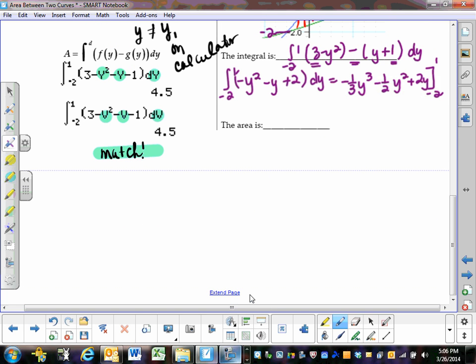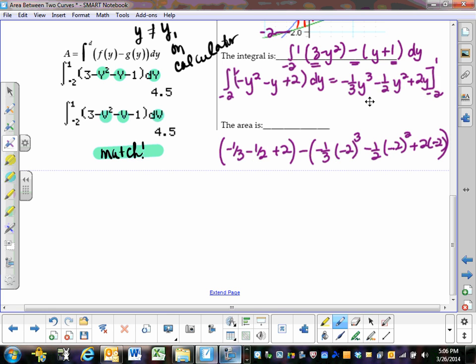So if this were a free response question by hand, I would simply substitute in negative 1/3 minus 1/2 plus 2 minus negative 1/3. I wouldn't even simplify. Negative 2 cubed, negative 1/2, negative 2 squared, plus 2, and negative 2. I wouldn't even simplify it out. When I substituted the 1 in, I really didn't try to write 1 cubed because that's silly. But I didn't simplify any of that. That would be my free response answer, 100% credit.